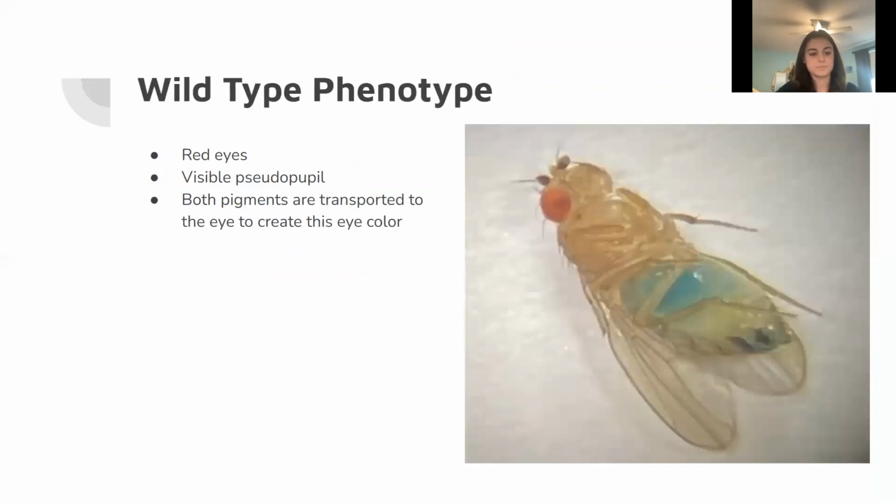So this is our wild type phenotype. It's one of the 4 phenotypes we observed over our experiment. They're most easily identified by the color of their eye, as well as the visible cytopupil, which can be seen in the picture. The cytopupil can be seen as the dot that's slightly darker than the rest of the eye. It's kind of within the eye. The wild type variety is the visual representation of the 2 pigments being expressed as a combined phenotype, and is what we call the wild type phenotype.